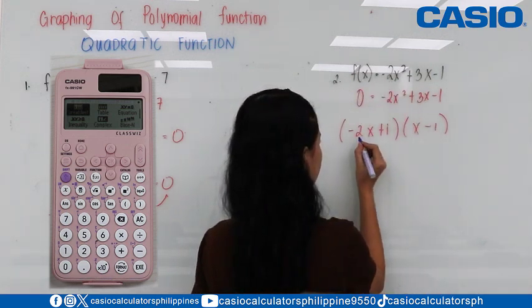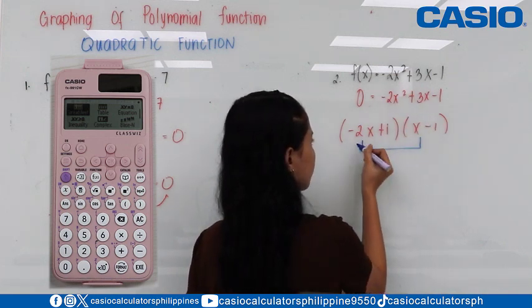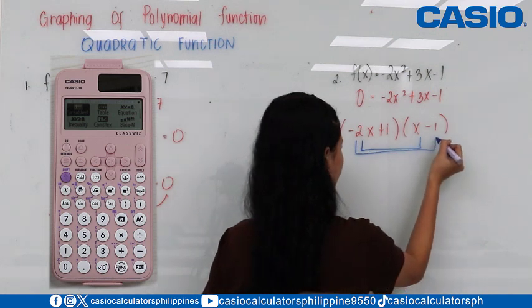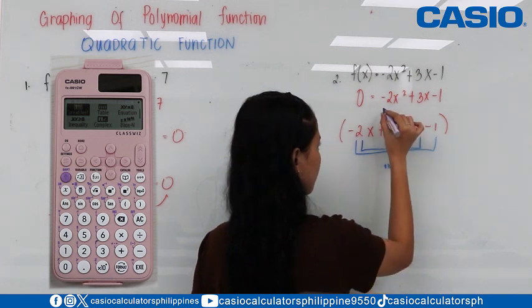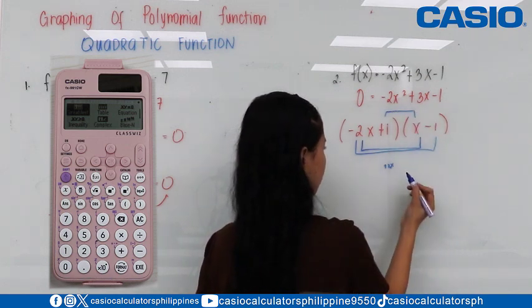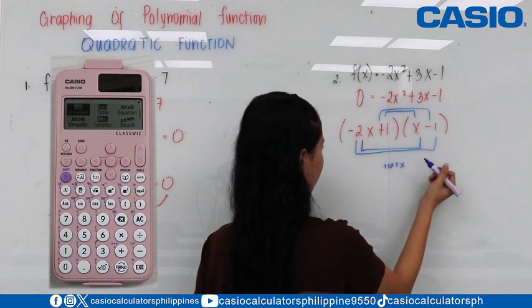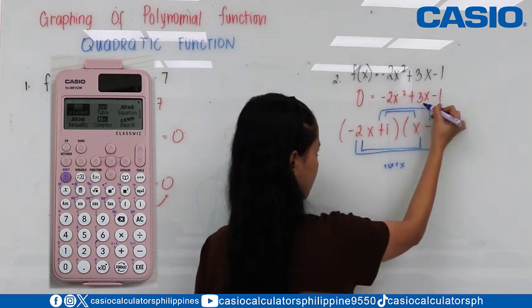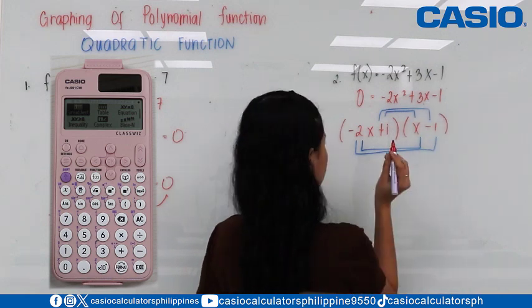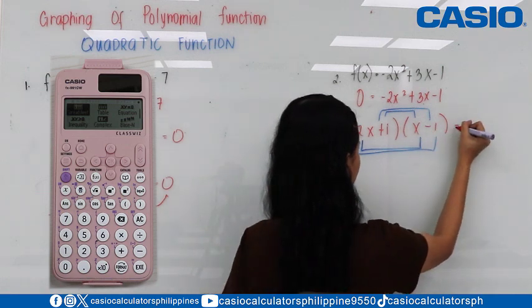Negative 2x times x, that will be negative 2x squared. Negative 2x times negative 1, that will be positive 2x. 1 times x, that will be x. And 1 times negative 1, that will be negative 1. So 2x plus x, that will be equivalent to 3x. So we have negative 2x plus 1 and x minus 1 is equal to 0.